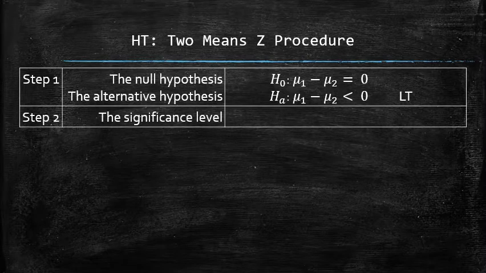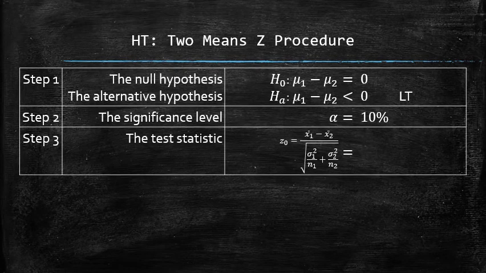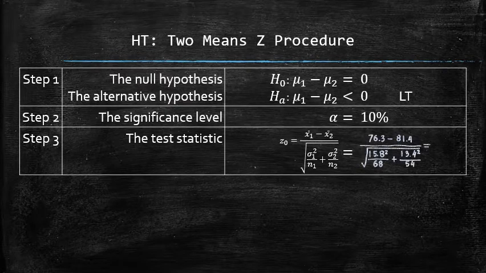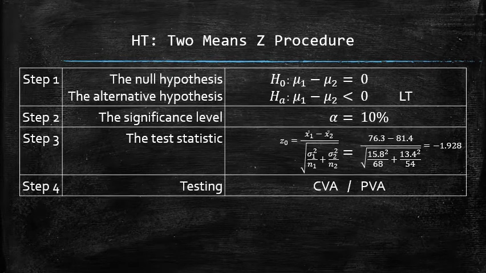Step 1 is complete. The significance level can always be found in the statement of the problem. In our case, it is 10%. Step 2 is complete. The test statistic can be computed using the formula. In our case, the test statistic z0 is equal to negative 1.928. Step 3 is complete. Next, we will test the hypothesis using two different approaches, the critical value and the p-value.